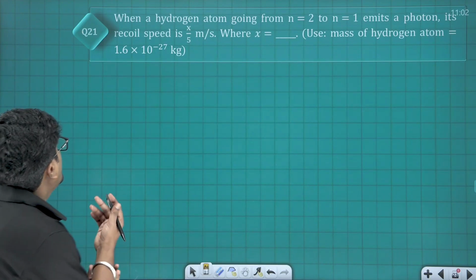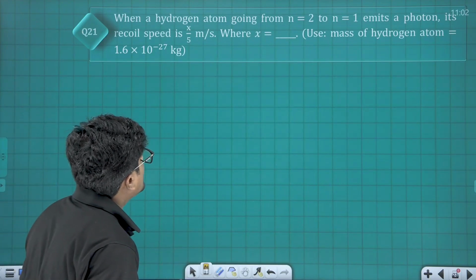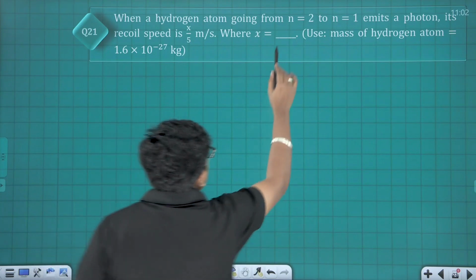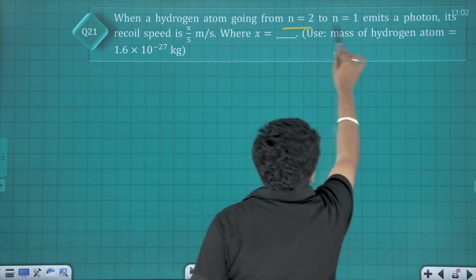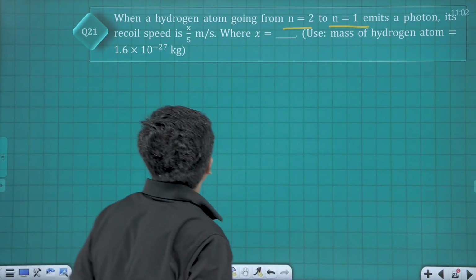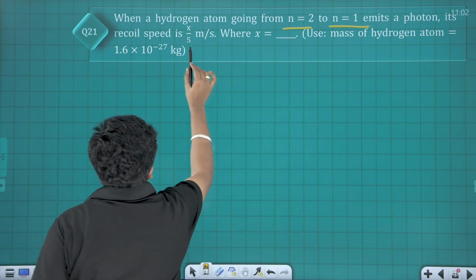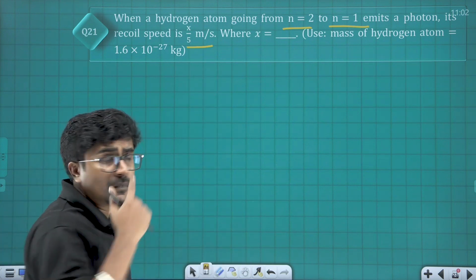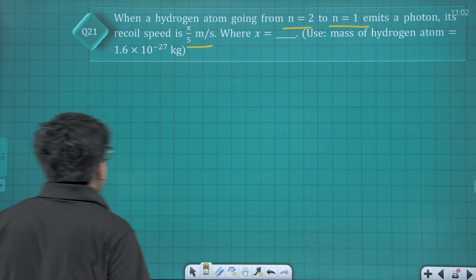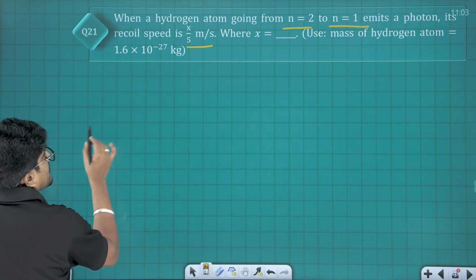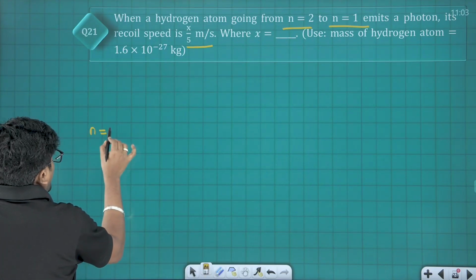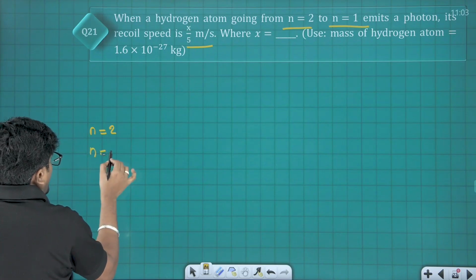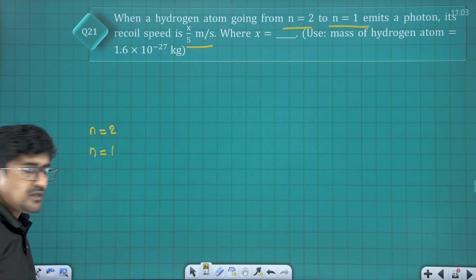Next is question number 21. The question says, when a hydrogen atom going from n equal to 2 to n equal to 1 emits a photon, its recoil speed is x by 5 meter per second, where x is. So here the transition is taking place from n equal to 2 to n equal to 1.